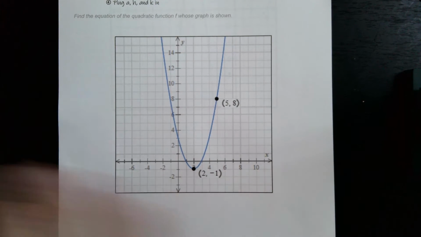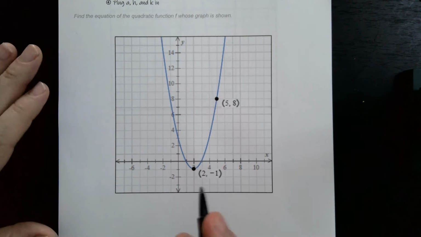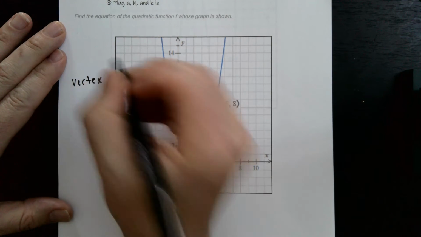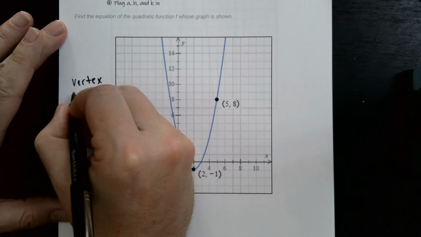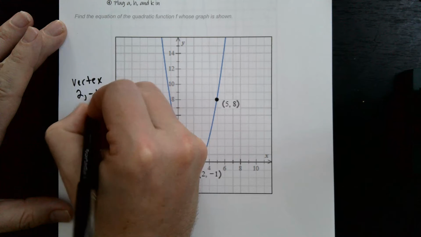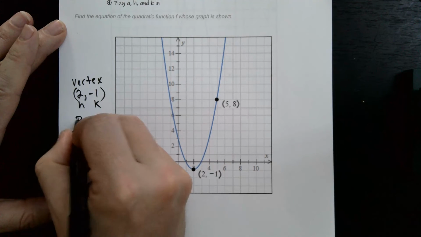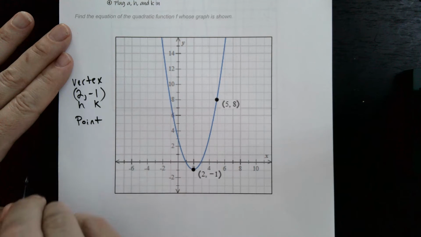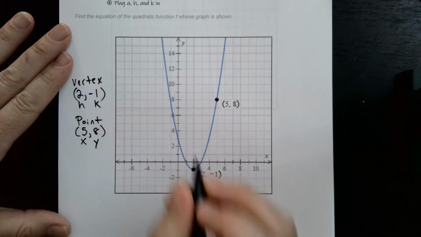So here's the graph. We've got the vertex. Vertex, remember, is h and k, is 2, -1. That's our h and our k. Then we've got a point on the graph, and that point for us is going to be 5, 8. That's our x and our y.